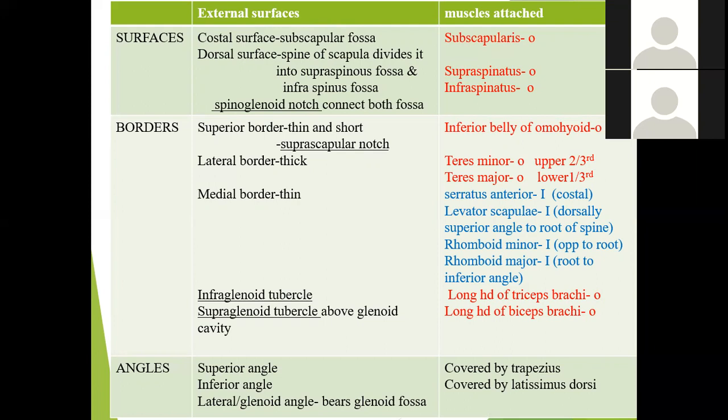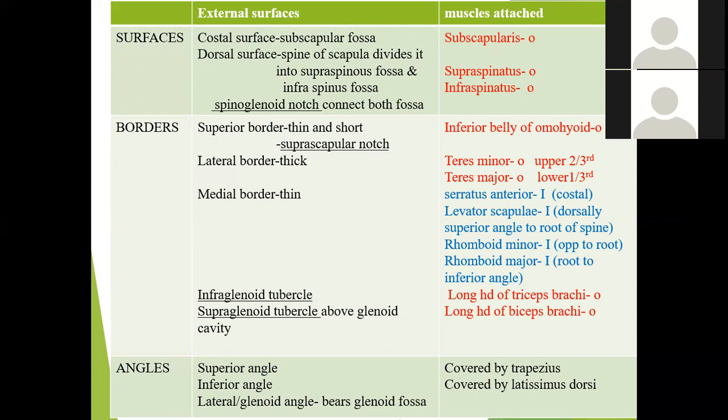So first we can talk about surfaces. In the costal surface, there is a depressed area called the subscapular fossa. Next we are coming to the dorsal surface. This dorsal surface is not plain. Here you can see a shelf-like projection, called the spine of the scapula. The spine of the scapula divides the dorsal surface into 2 fossae. Above the spine, it is called the supraspinous fossa, and below the spine, it is called the infraspinous fossa.